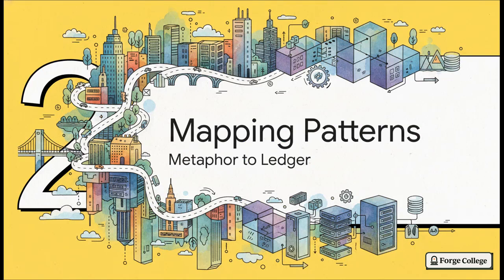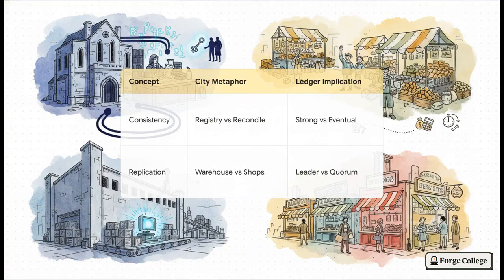Moving on to section 2, mapping patterns to reality, moving from metaphor to ledger. Now, let's see how this city infrastructure maps directly to practical ledger implications. Notice how our abstract terms match up perfectly here. A registry demanding a strict consult before a sale acts exactly like strong consistency, preventing double spending. Look, if you're building a system that tracks who owns a unique piece of property, you absolutely want strong consistency. You need that municipal registry to give a firm thumbs up before anything changes hands.